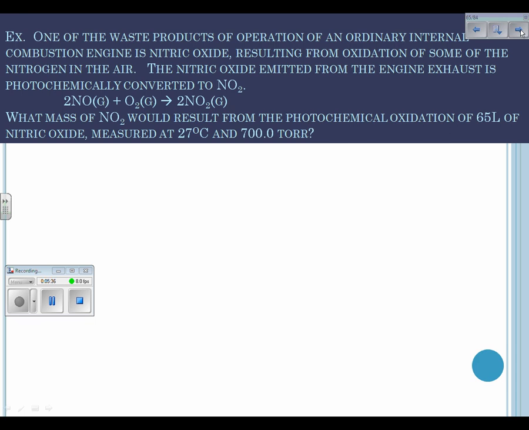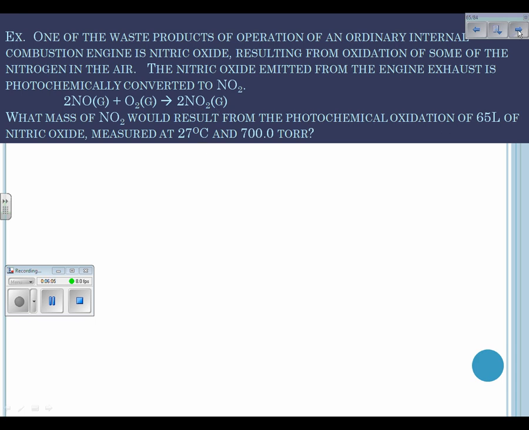Okay, so I want to know what the mass of the nitrogen dioxide would result from the photochemical oxidation of 65 liters of nitric oxide. And this is measured at 27 degrees Celsius and 700 torr. So this NO is my nitric oxide, where I'm actually looking for the mass of my product of nitrogen dioxide.